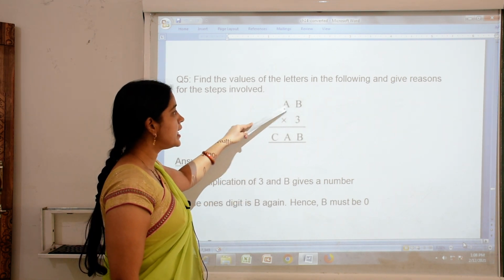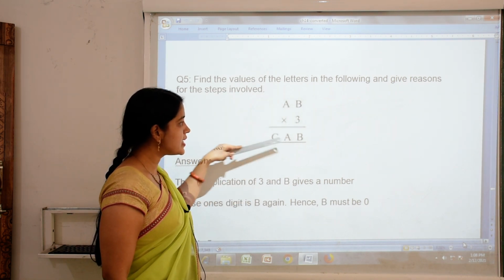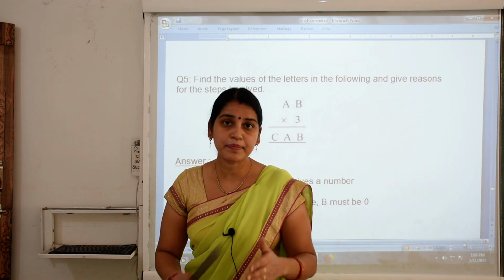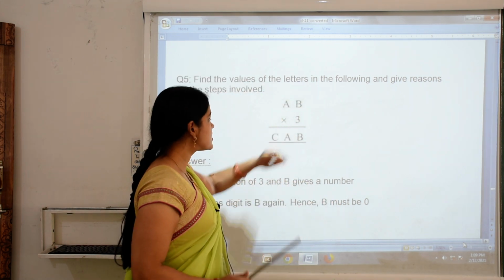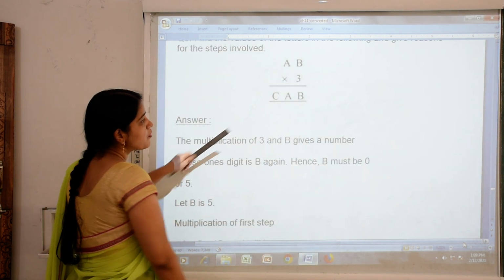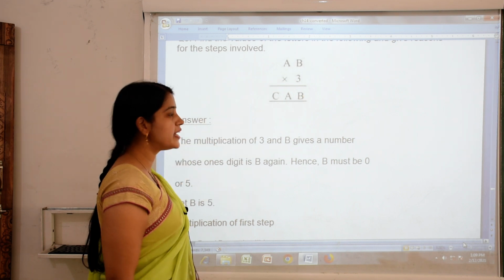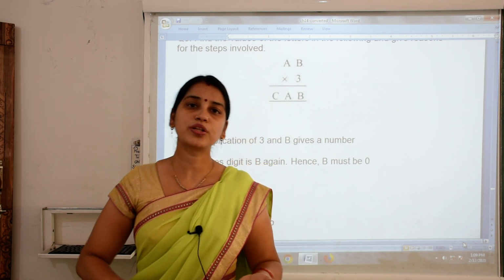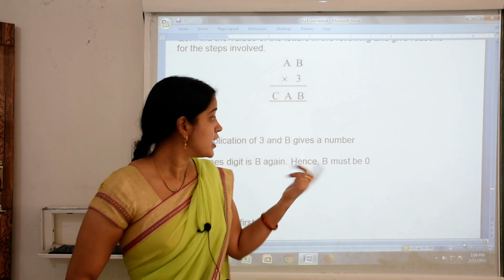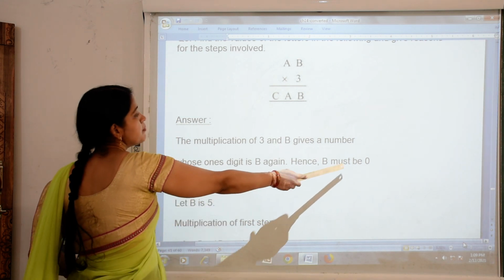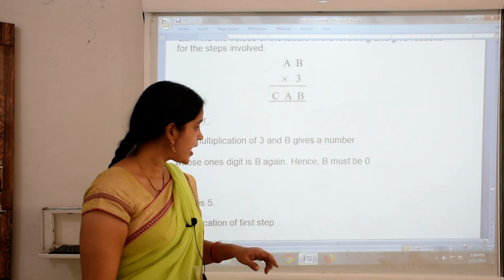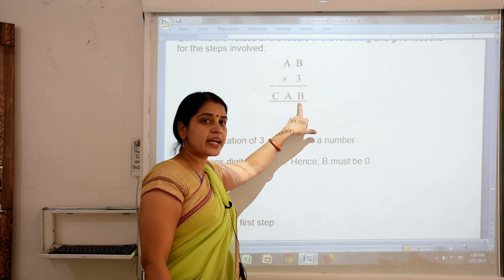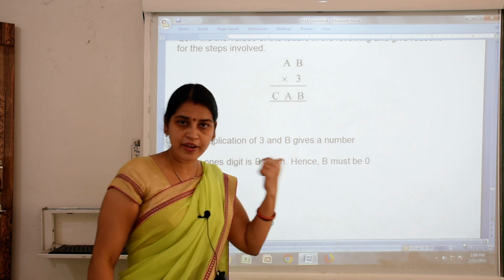Here you have given AB into 3, so you get CAB. Now, you have to find the value of 3 letters here, A, B and C. Now first the multiplication of 3 with B, then again you are getting B. Now which digit is there that when you multiply it by 3, you get the same digit again? So it is possible when B is 0 or B is 5, because 3 into 0 we get 0 and 3 into 5 we get 15. So again 5 we will get.